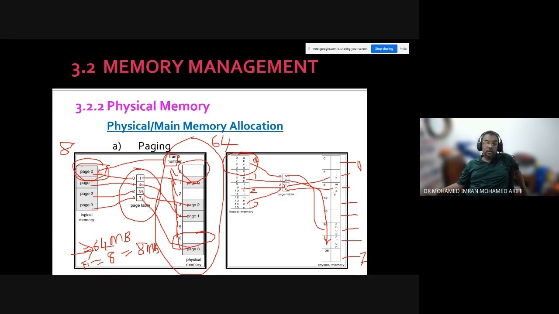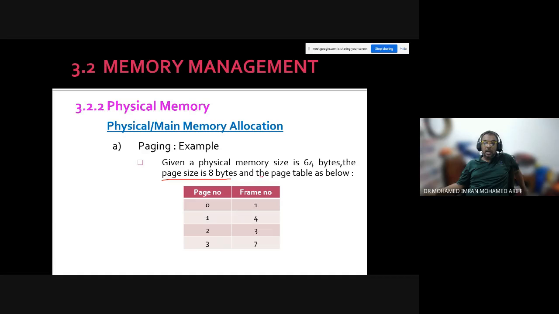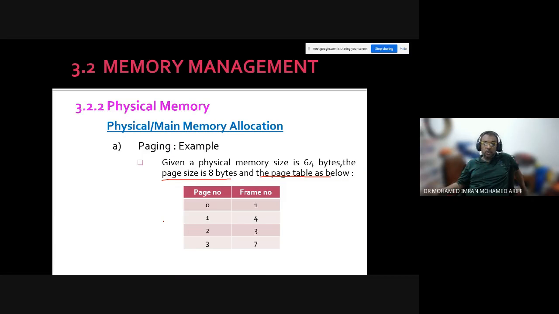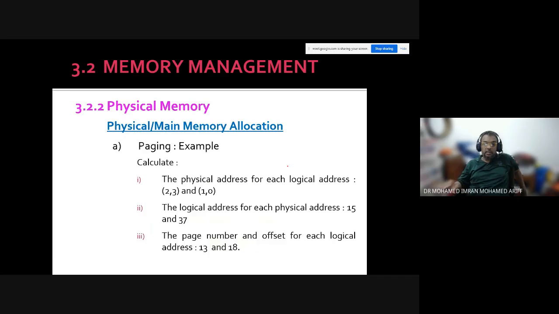But we mentioned just now, page size sama dengan frame size. Okay. And page table. Page table di mana? Page table di tengah-tengah. Okay. Alright. So you have the page number, you have the frame number here, you have the total size of the physical memory, and you have the page size. Okay. So semua dah ada. Next, the question is, calculate the physical address for logical address 2310.